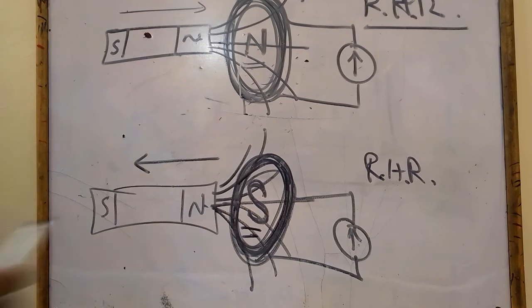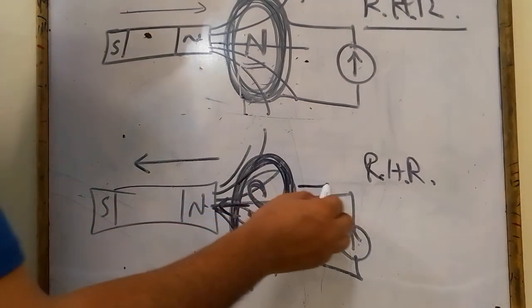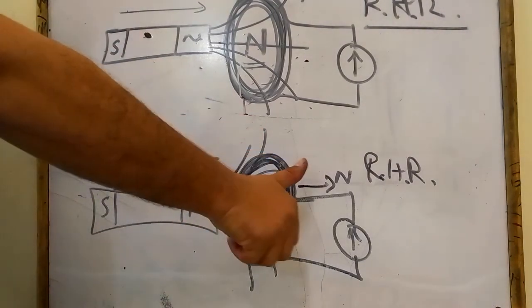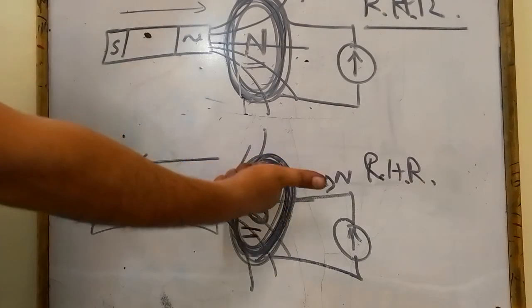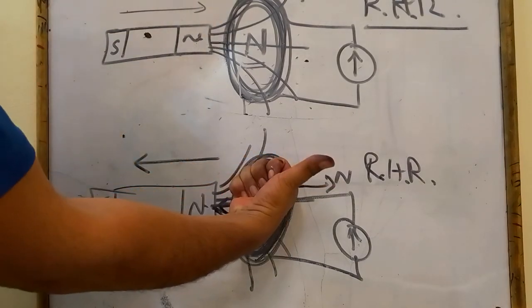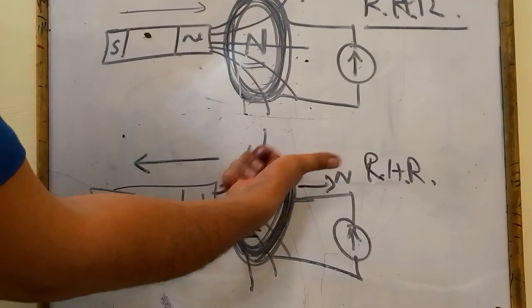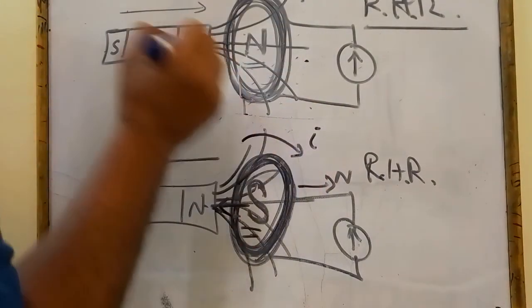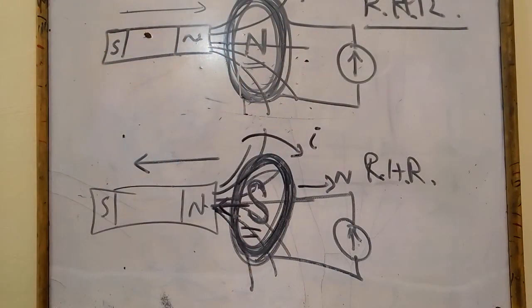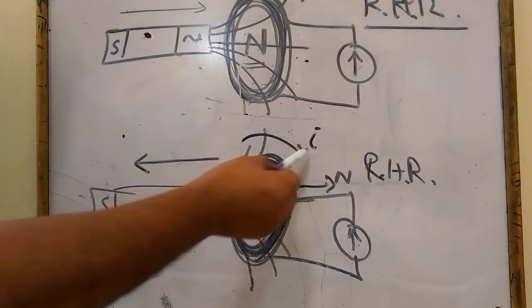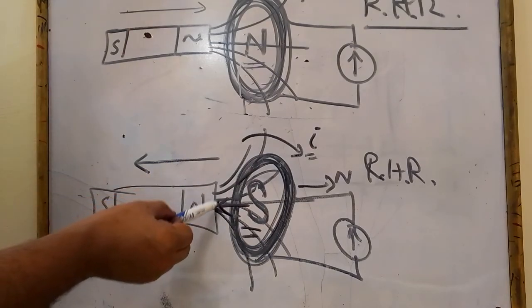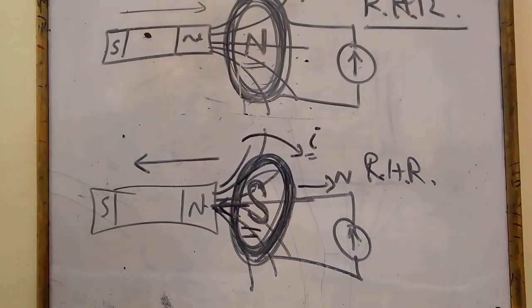This time, if this side becomes south, the opposite side will be north. So we will extend the thumb in the direction of the north, like this. This is north, so the curling fingers will give the direction of the current. This time the direction of the current comes out to be clockwise. This is Lenz's law: the direction of the current is such that it will always oppose the reason, the cause of generating the EMF or the current itself. This is according to Lenz's law.